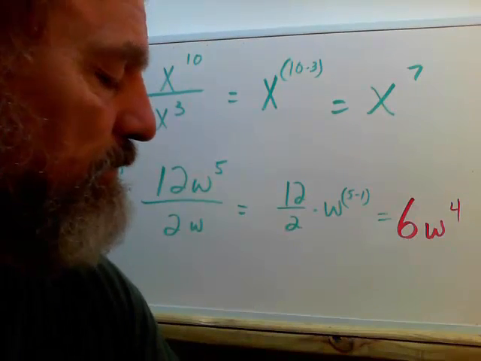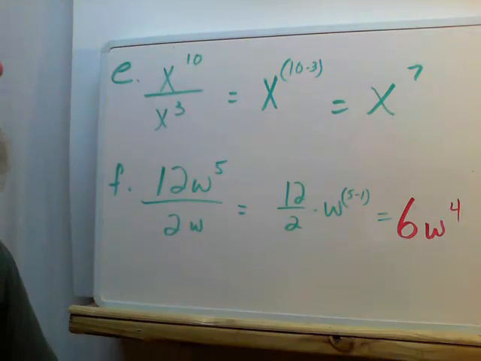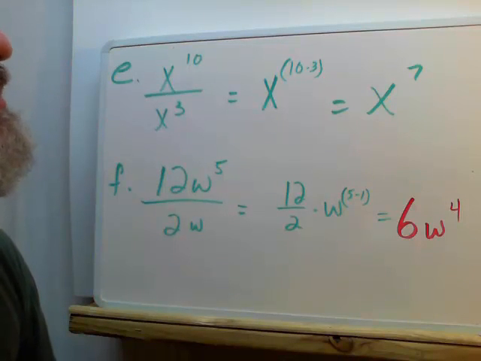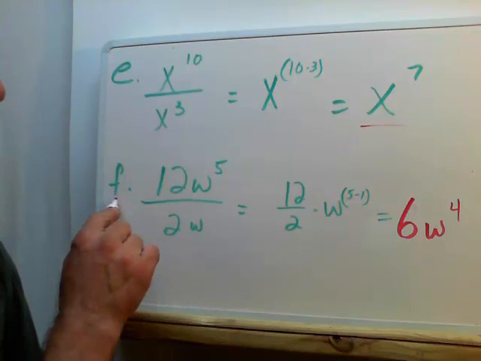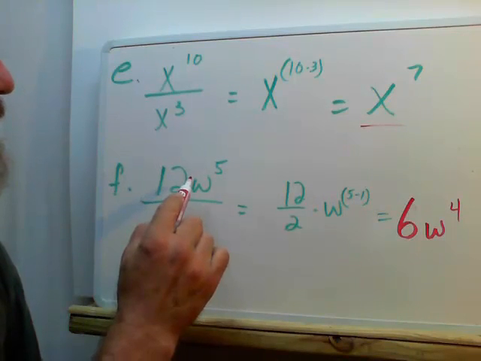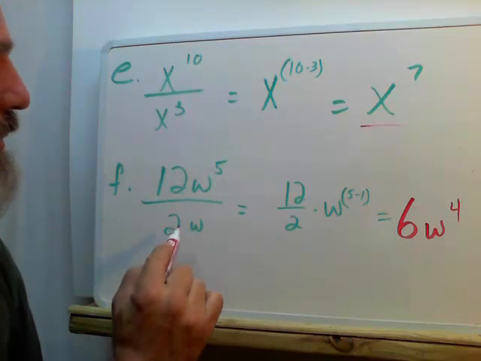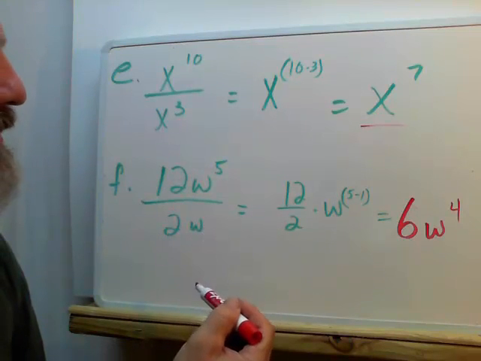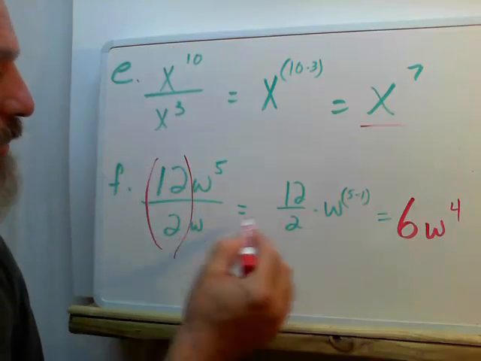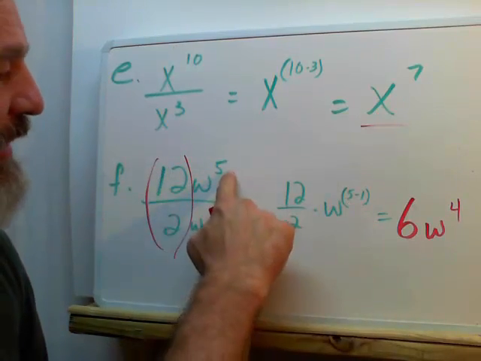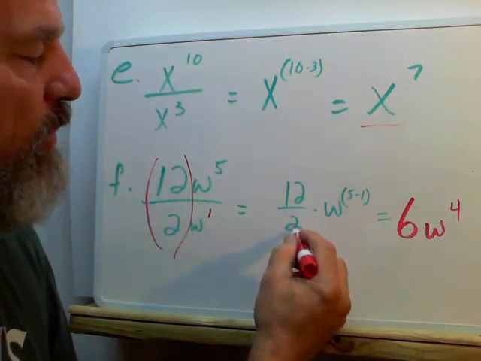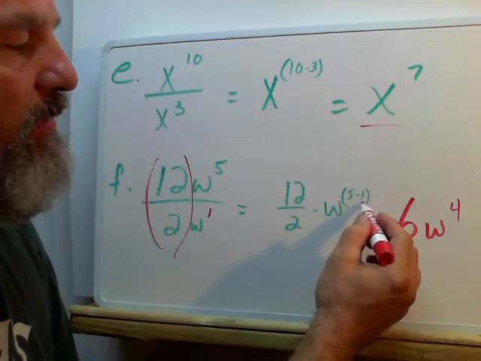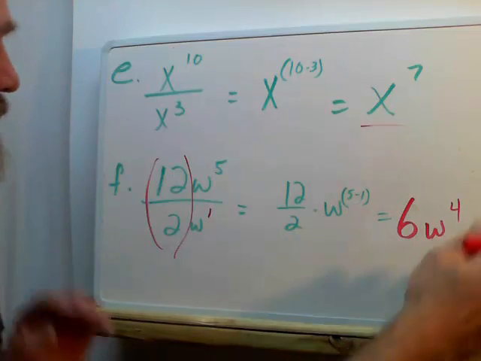Letter E. X to the 10th divided by x to the third, which equals x to the 10 minus 3. 10 minus 3 is 7. Our answer is x to the 7th power. Letter F, we have 12 times w to the 5th over 2 times w. So we can break this into two pieces. 12 over 2 times w to the 5 minus, remember this is an implied 1. Okay? So we have 12 over 2 is 6. W to the 5 minus 1 is w to the 4th.